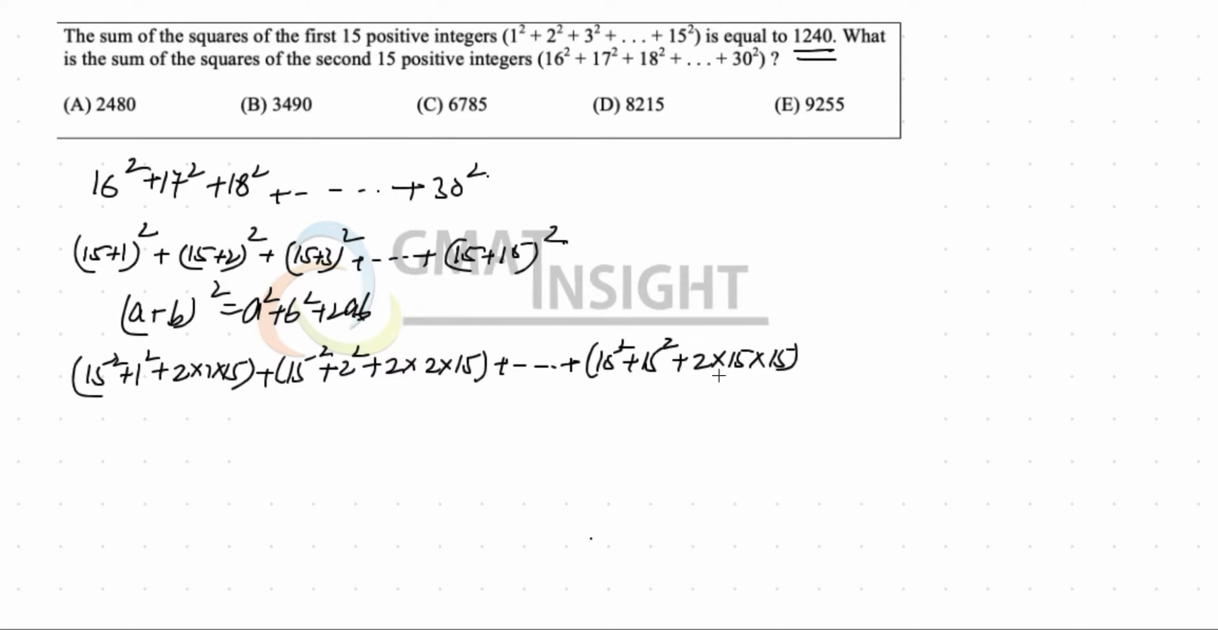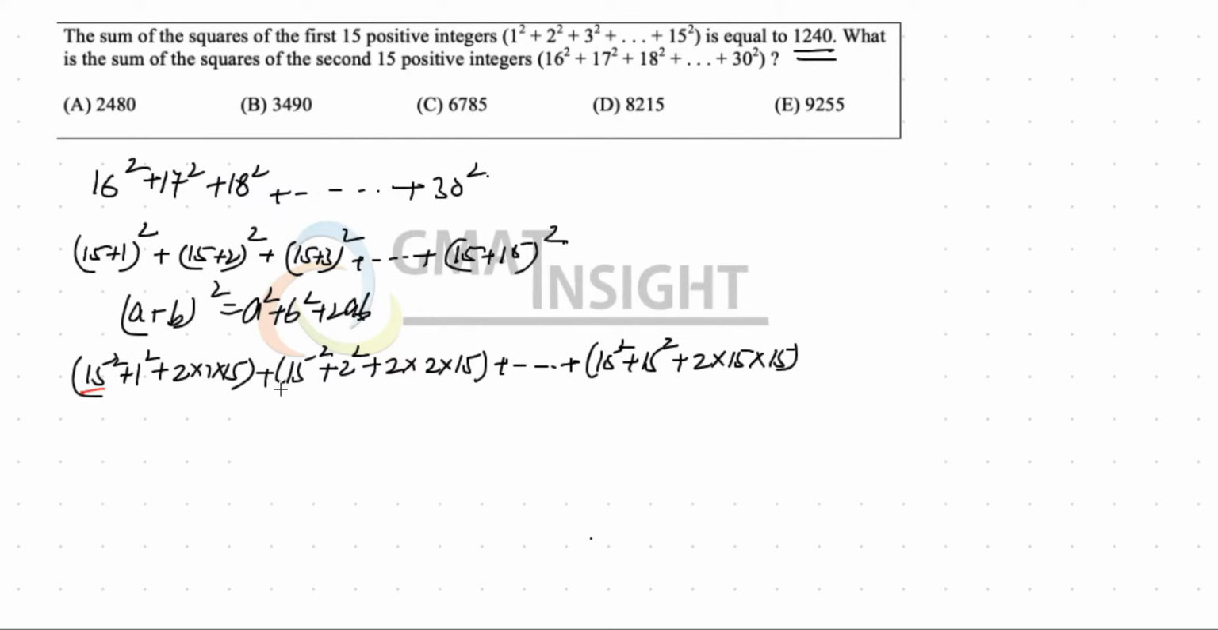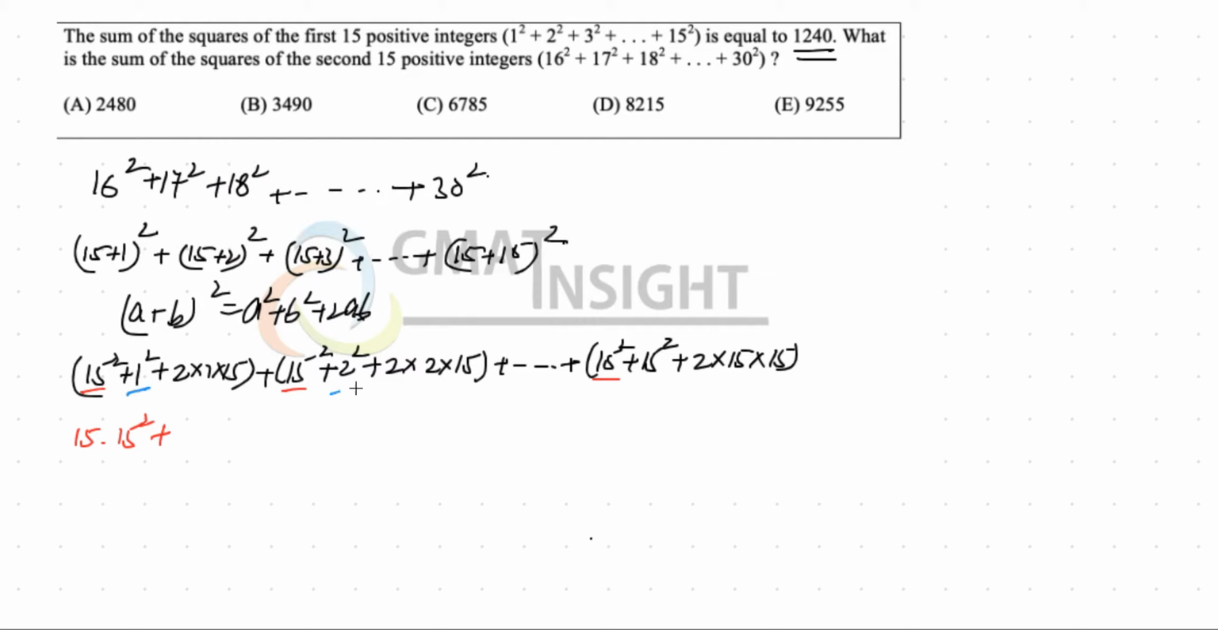Now we have to systematically arrange all the data, so I'm just using color coding. These 15 squares will come here 15 times because we have 15 terms here. So when I add all these 15 squares, I can write 15 times 15 square. That's the first thing. Now the next color coding I'm using is for 1 square, 2 square, up to 15 square. So there is another bracket that leaves me with 1 square plus 2 square and so on, going up to 15 square.